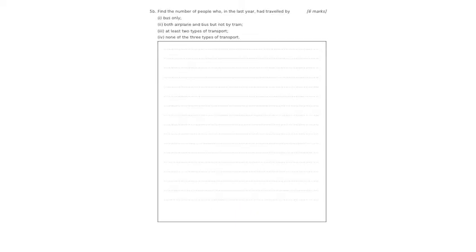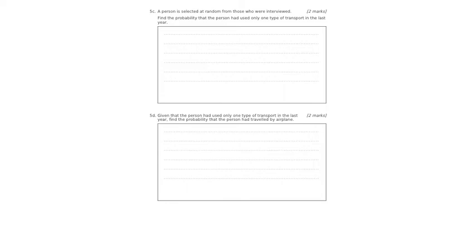5b, find the number of people who in the last year had travelled by 1, bus only. Well, bus only is 75. 2, both airplane and bus, but not by train. That's 12. 3, at least 2 types of transport. Well, that's 15 plus 20 plus 12 plus 5, which adds up to 52. And none of the 3 types of transport, that's outside the Venn diagram, which is 15.